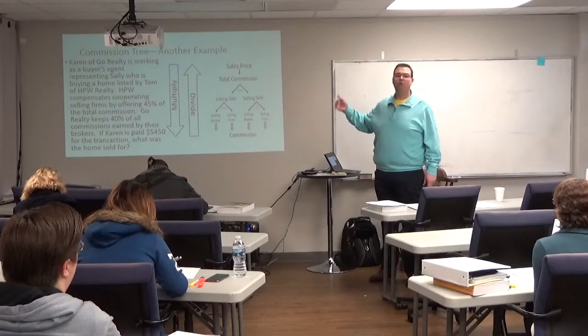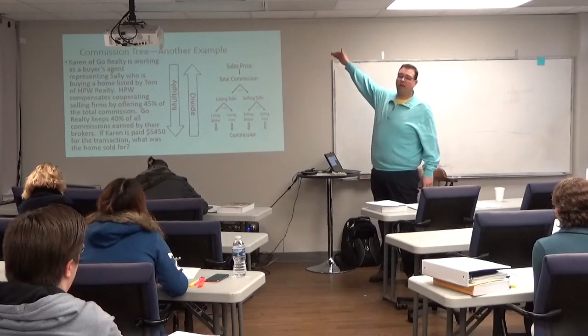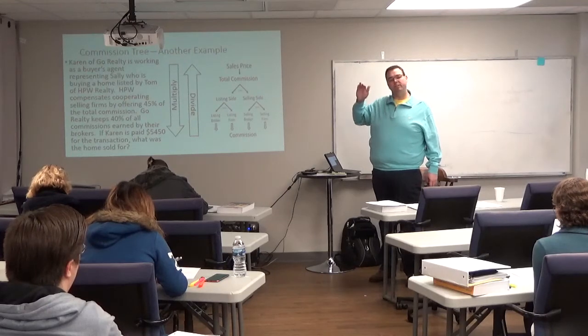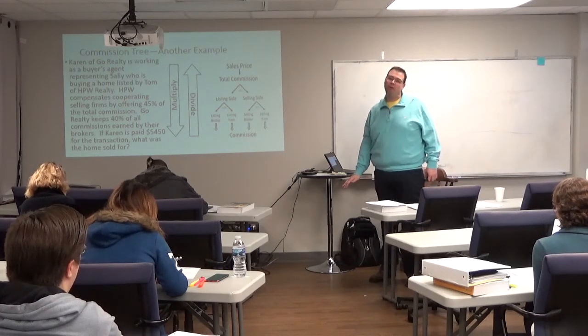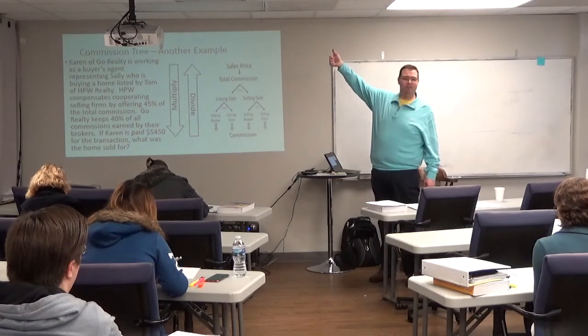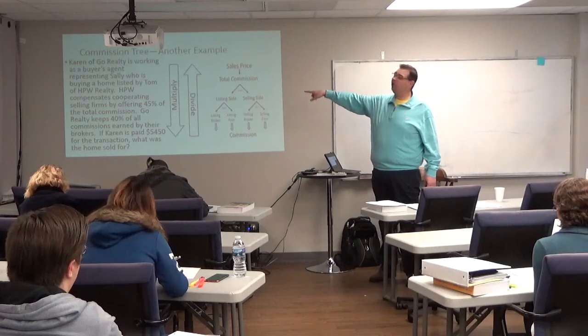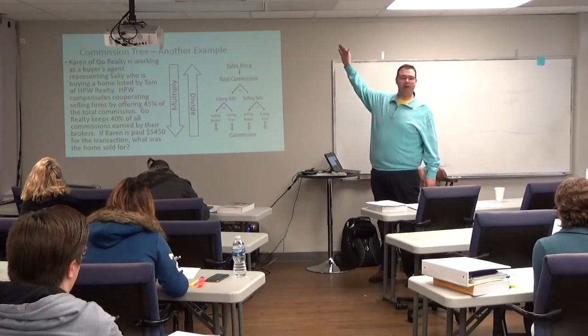What was the home sold for? So in this case, they didn't give me sales price at the top of the chart. They gave me commission, which is where? At the bottom, and they've asked me for sales price. So they've given me the bottom and they've asked me for the top. What does the arrow say I'm going to be doing in that case? I'm going to be dividing all the way back up, right?